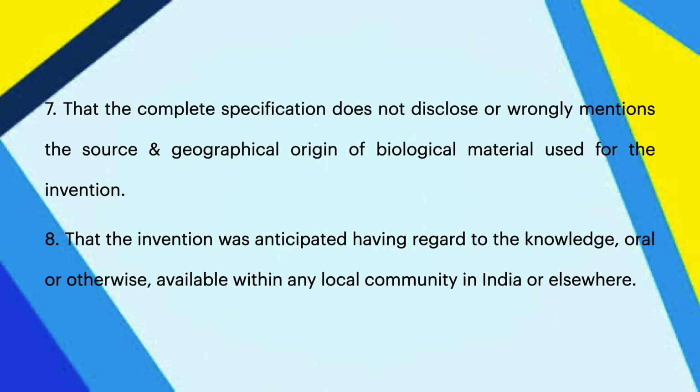Number 7, that the complete specification does not disclose the original origin of the invention. Number 8, that the invention was anticipated having regard to knowledge, oral or otherwise, available within the local community of our country or elsewhere in the world. Is that clear? So this completes your complete topic about the Patents Act.